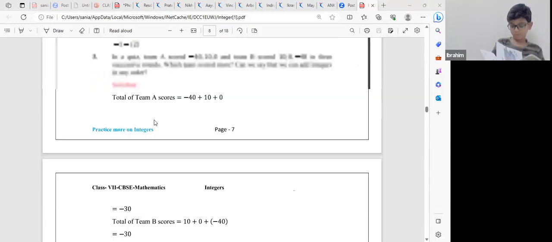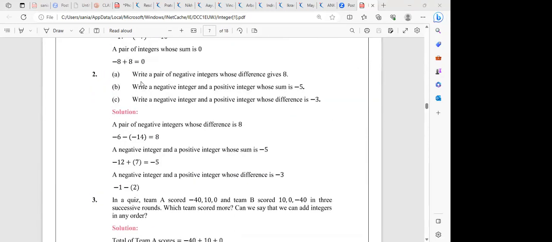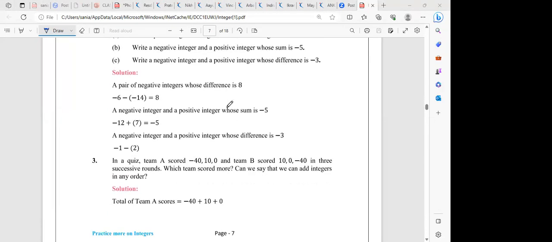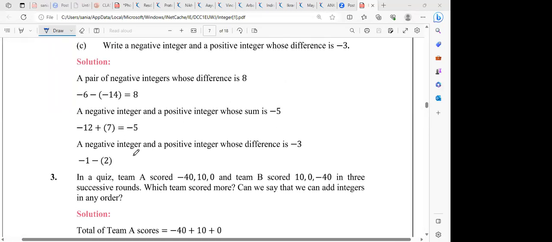Exercise 1.2. And this was the last question. Write a pair of negative integers whose difference is... Hold on. Okay. Now this one you will be doing.